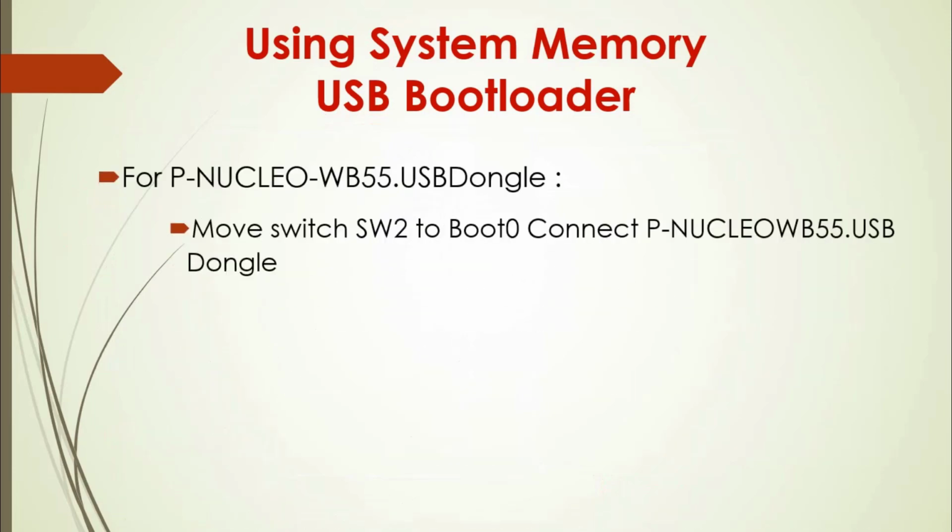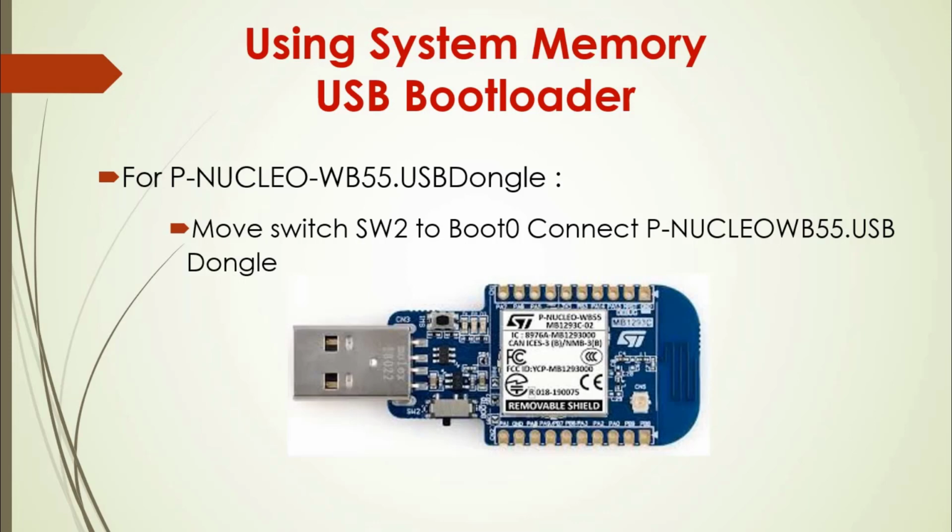If you are using the P-NUCLEO dongle, then you simply slide the SW2 switch to the BOOT0 equals 1 location. Here you can see the arrow.